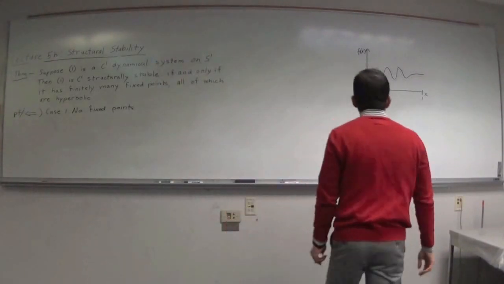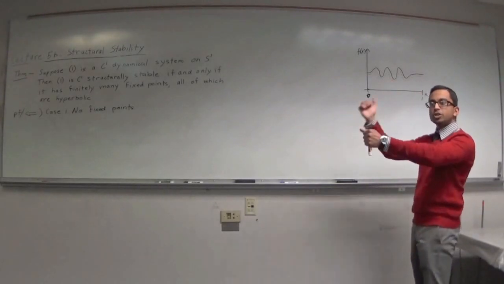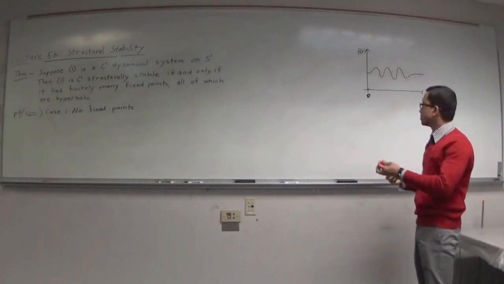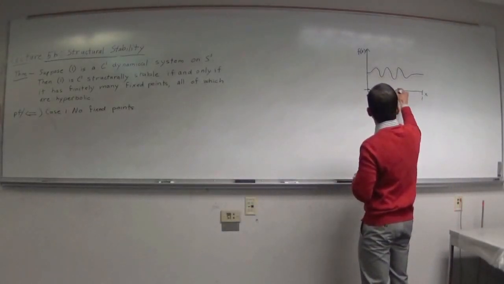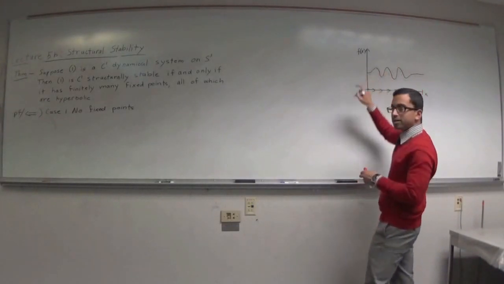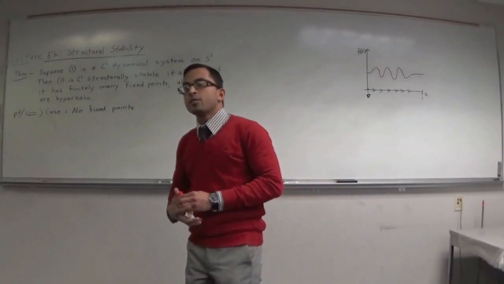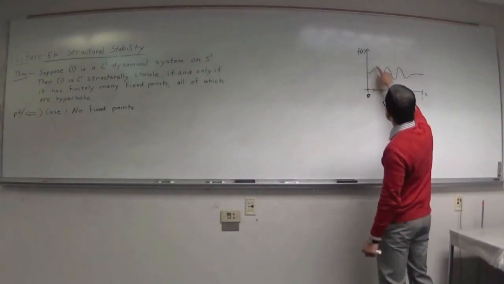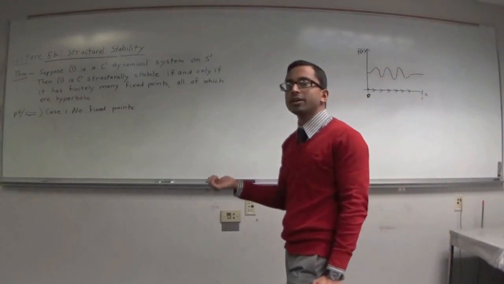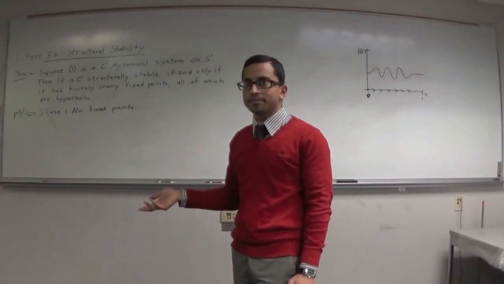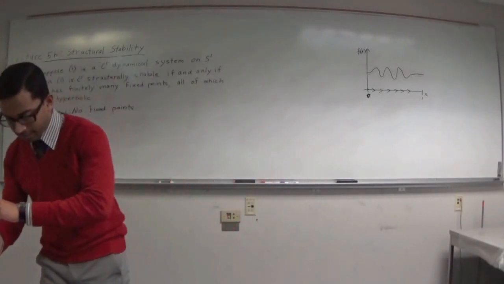So here, in our original system F, the flow is just to the right. So that's what the flow is. It's just going to be to the right, and it's going to come back on itself. So the flow is just going around in circles. Well, if we take any system inside this ball, we get the same sort of thing. We get that the flow is still to the right. So the dynamics are the same.